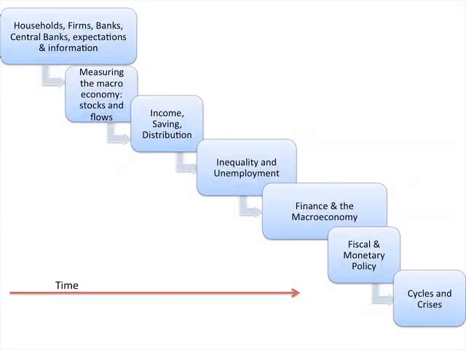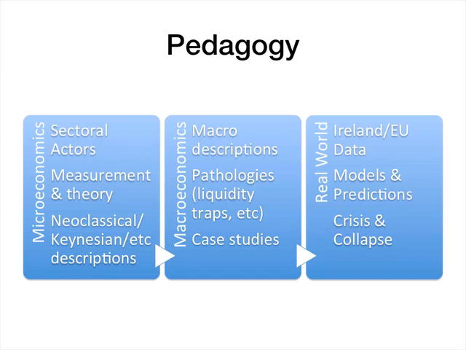Righto. So we're going to look at saving income and distribution. Ireland is absolutely fascinating to use as a case study because we've had this enormous crisis. We look at inequality in employment, finance, and the macroeconomy, and different policies. Okay? Here is why I'm teaching you this way. This is how I want you to learn this stuff.